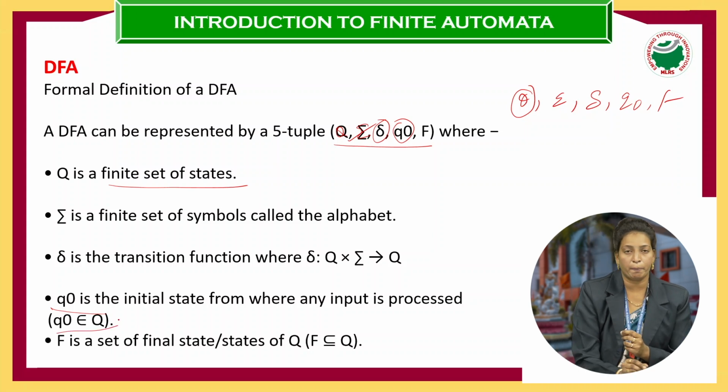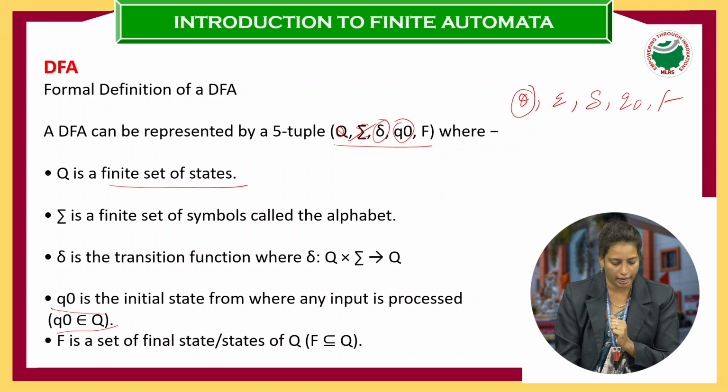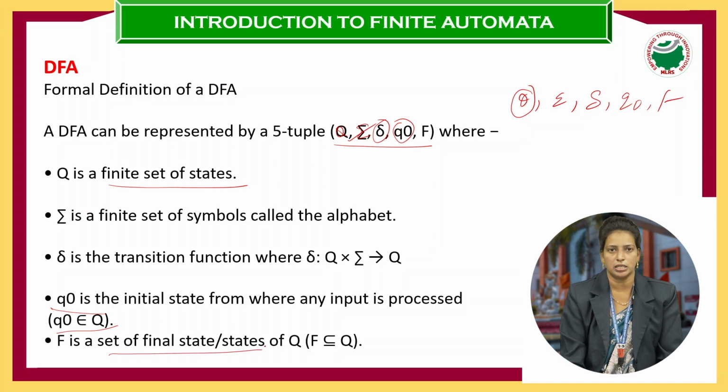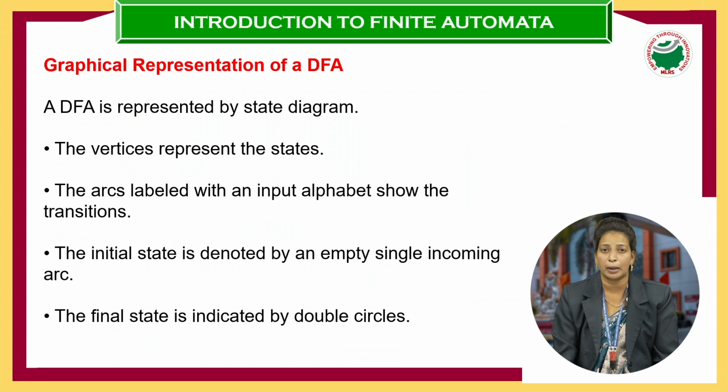Simply, Q naught belongs to Q. That means Q consists of a set of states. So, Q naught belongs to which states? Q state only. F indicates the set of final states. Okay. This is the graphical representation of a DFA, deterministic finite automata.